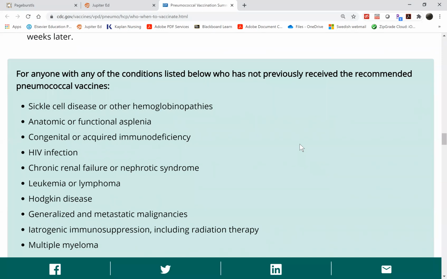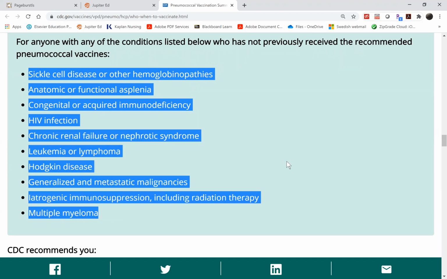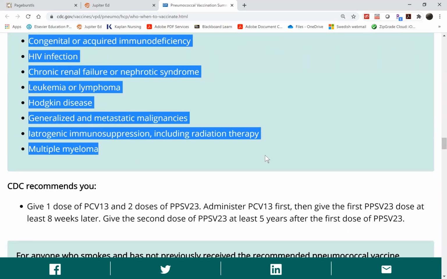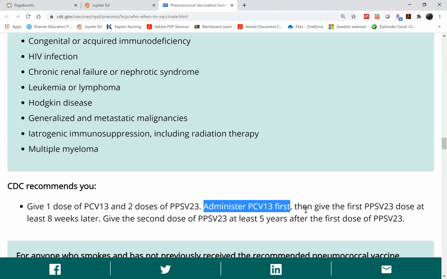Now, if I'm 19 through 64 years old and I have any of these chronic conditions that put me at risk for infections, so I have an immunocompromised state, what is the recommendation? Now I get one 13 and 2 doses of 23. Are you with me so far? Of course, not all at the same time. Here is how you give it. You give the 13 first, and 8 weeks later, I get the 23. Remember I said there has to be 5 years between 23 doses? The second 23 must be given 5 years after the first dose.